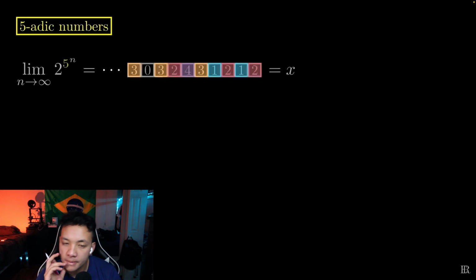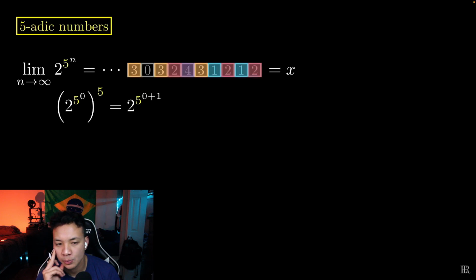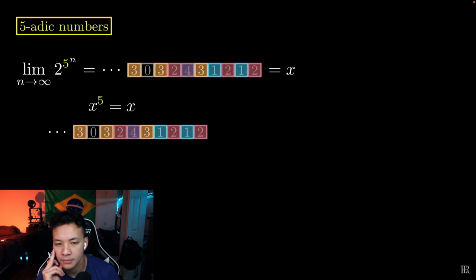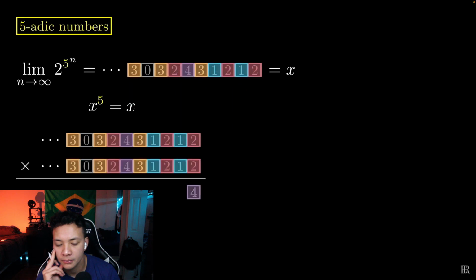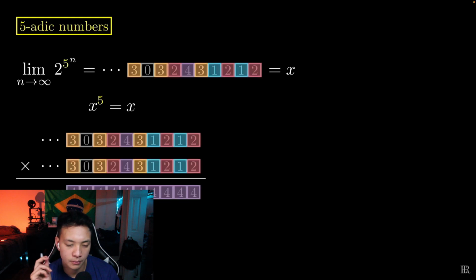If we call the limit x again, then we can play the same game as before. Both 2 to the 5 to the n and 2 to the 5 to the n plus 1 approach x. So x to the 5th equals x. Can we say anything more? Let's square x like we did for the 10-adic limit earlier. When we add 1 to this number consisting of all 4s, we get 0. So this number is -1.